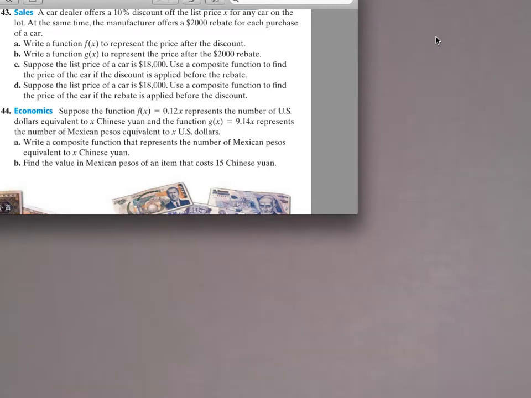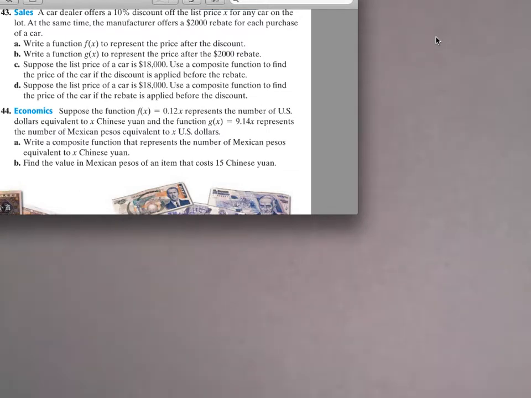Let's try out a couple more involved problems, story problem type things. So first off, let's do number 43 up there. It says a car dealer offers 10% discount off the list price x for any car on the lot. At the same time, the manufacturer offers a $2,000 rebate for each purchase of a car.